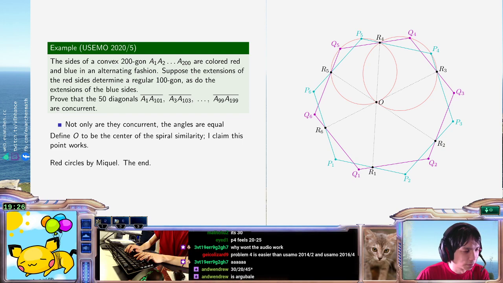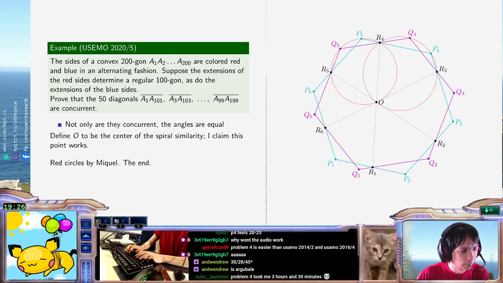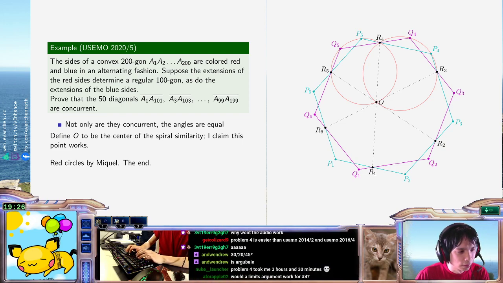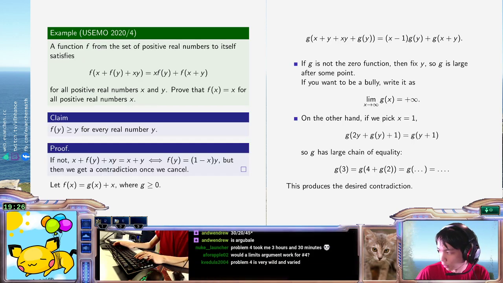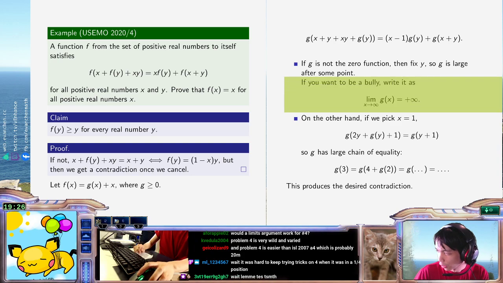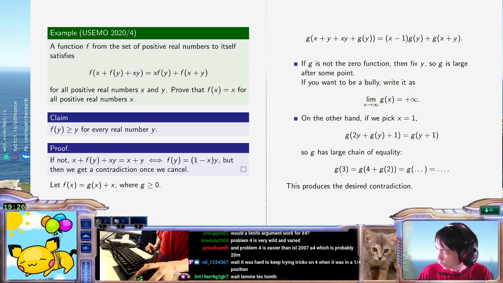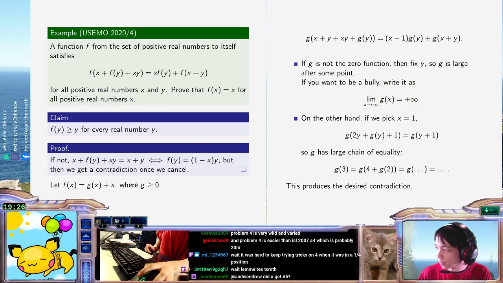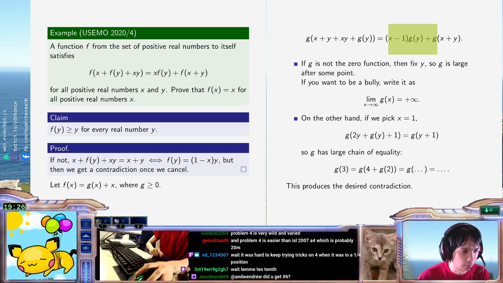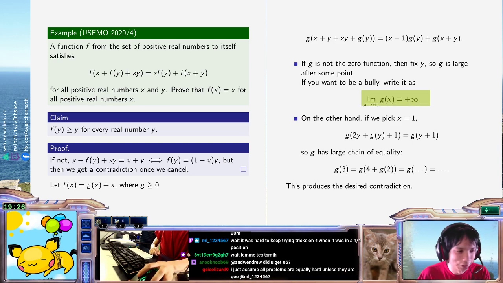Would a limits argument work for 4? I mean, you can call it a limit if you want to. It's not really a limit, but what it's saying is you should just pick any y for which this isn't 0. And this tells you that g will grow. g just grows, but that's all. You can phrase it as limit is infinity if you want to, but you don't have to.